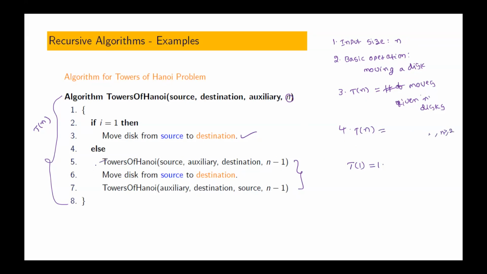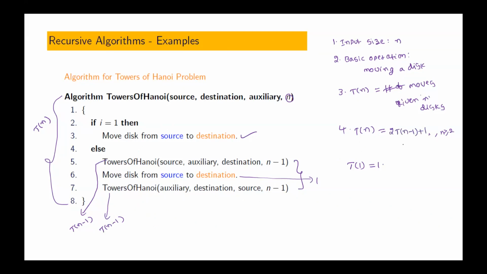We need to perform this operation. How many moves do we require in this case? It is a recursive call. For n disks, the number of moves is T of n. For n minus 1 disks, number of moves will be T of n minus 1. Here, how many moves are we making? One move directly. So this is again T of n minus 1. So now what is the total number of moves? If n is greater than or equal to 2, T of n minus 1 plus 1 plus T of n minus 1. T of n is 2 times T of n minus 1 plus 1.